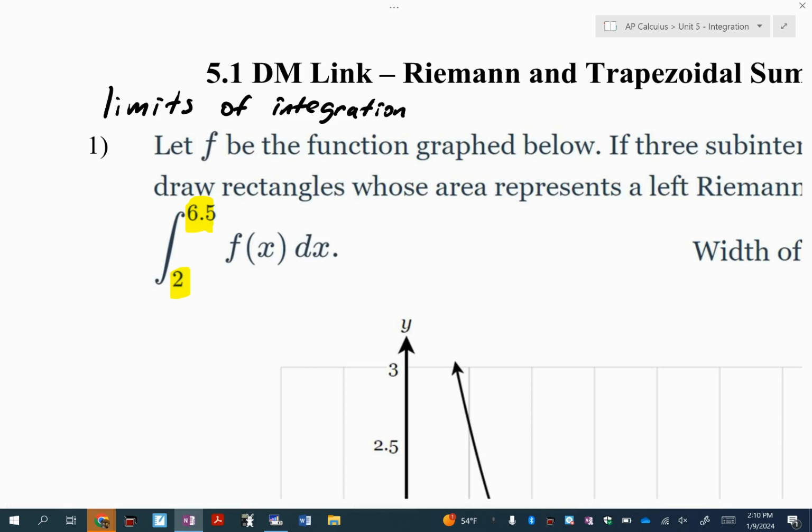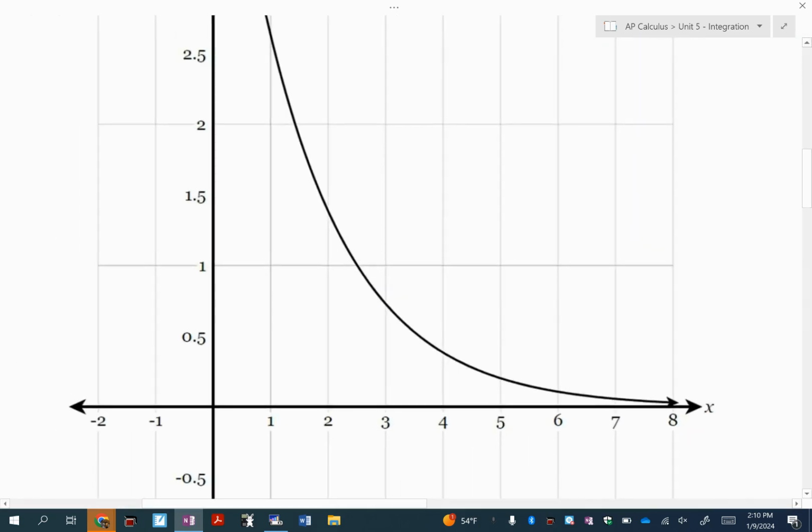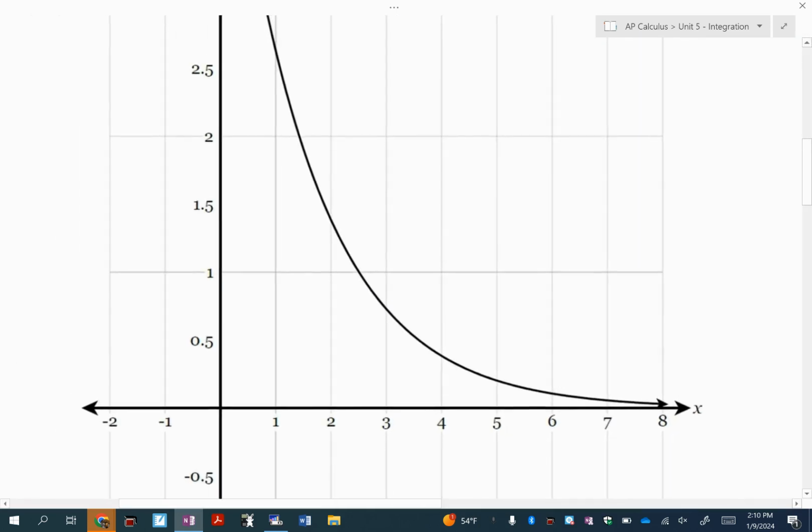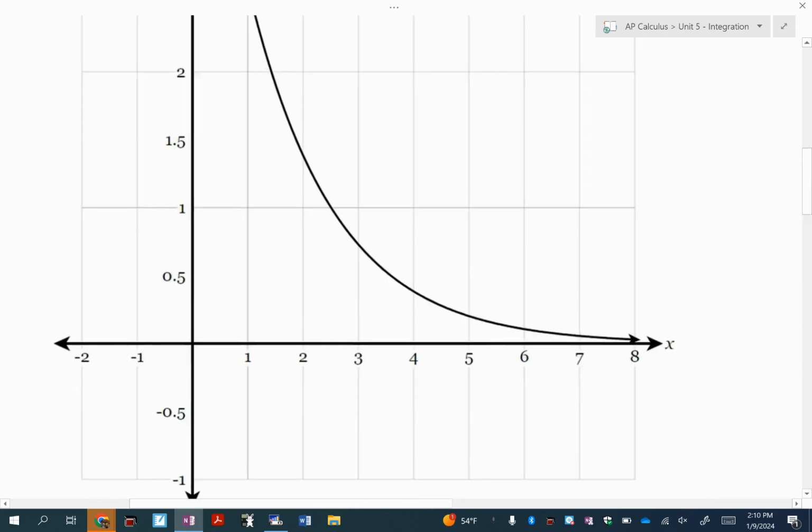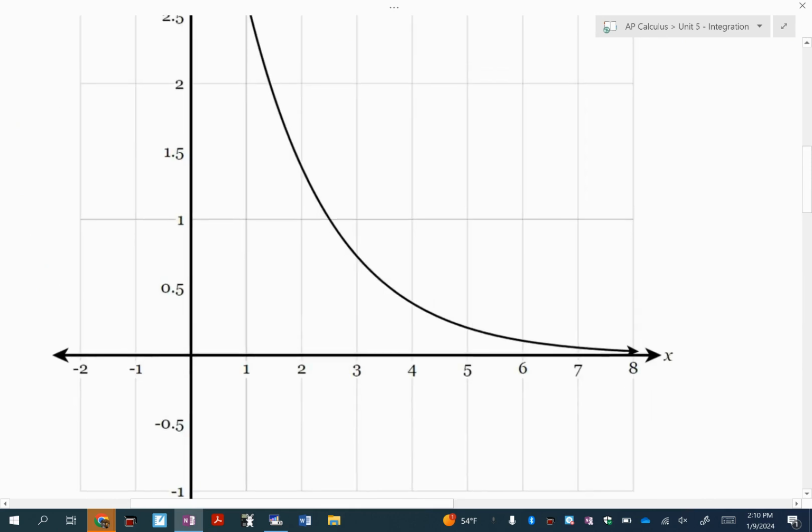What that means is if I look at my curve between 2 and 6.5, I want you to find the area under that curve. Now, we're not going to find the exact value today. We will in future classes. But I'm going to show you how we can approximate it using rectangles.